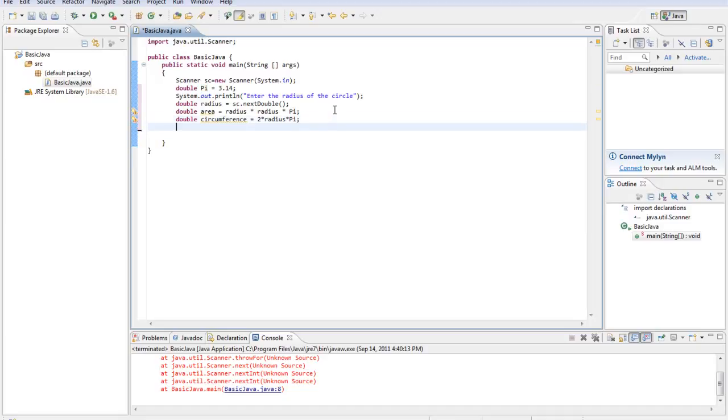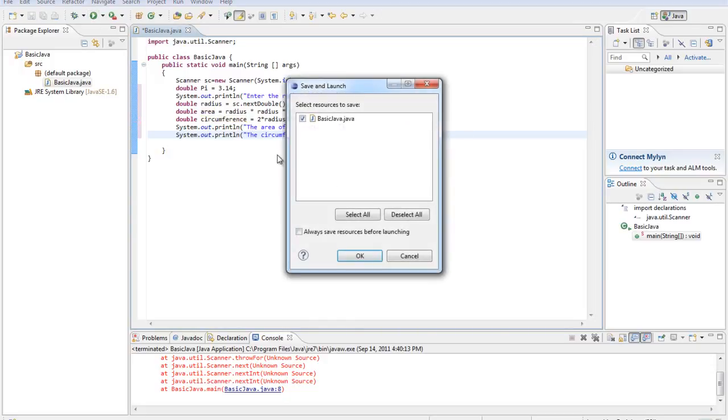Then we're going to print these two out. So we're going to do System.out.println("The area of the circle is " + area). And we'll do System.out.println("The circumference of the circle is " + circumference). Alright, so let's run this real quick.